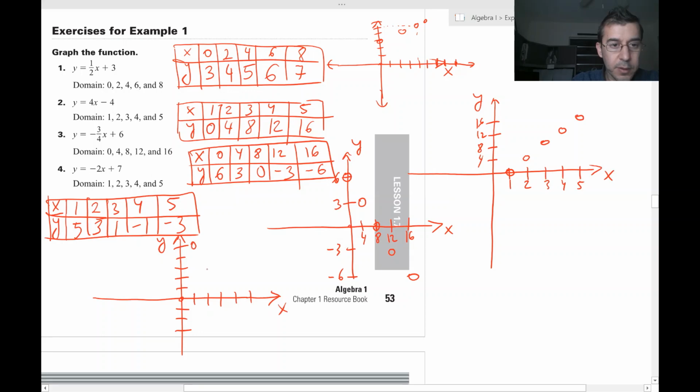So it's right there. Next one is 2 and 3. It's right there. And then next one is 3 and 1. It's right there. Next one is 4 and minus 1. 5 and minus 3. So that was number 4.